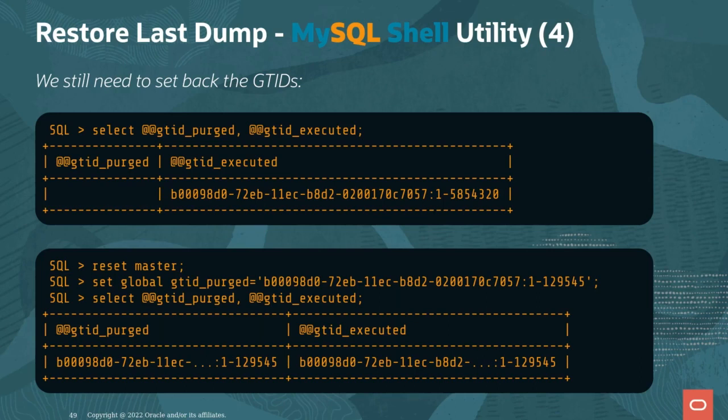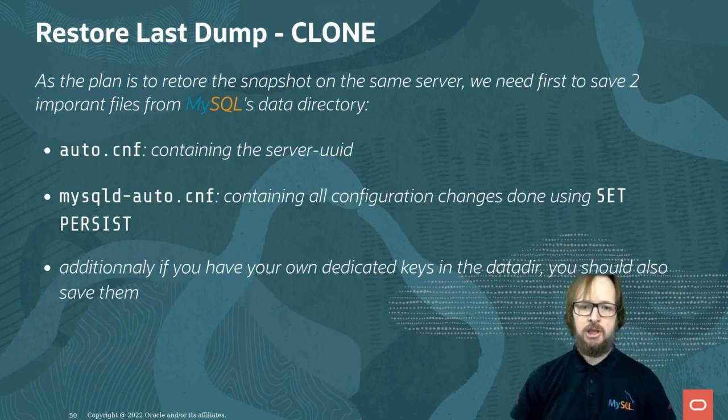Then we're going to start the restore of the binary logs doing what we call the point in time. But first, we're going to also see the same restore using clone, right? So as the plan is to restore the snapshot on the same server, we need first to save 2 important files in the MySQL data directory: auto.cnf, because it contains the server UUID and we want to keep it the same, and mysqld-auto.cnf containing all the configuration changes done using SET PERSIST. So we want to keep them.